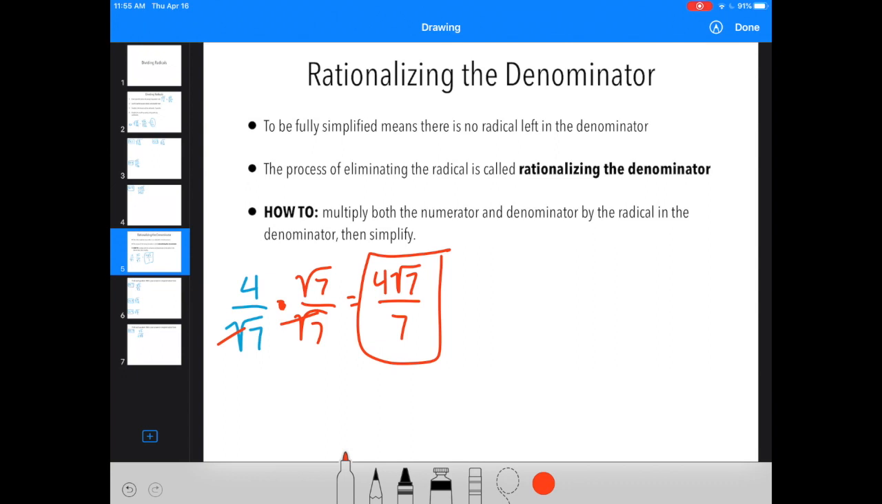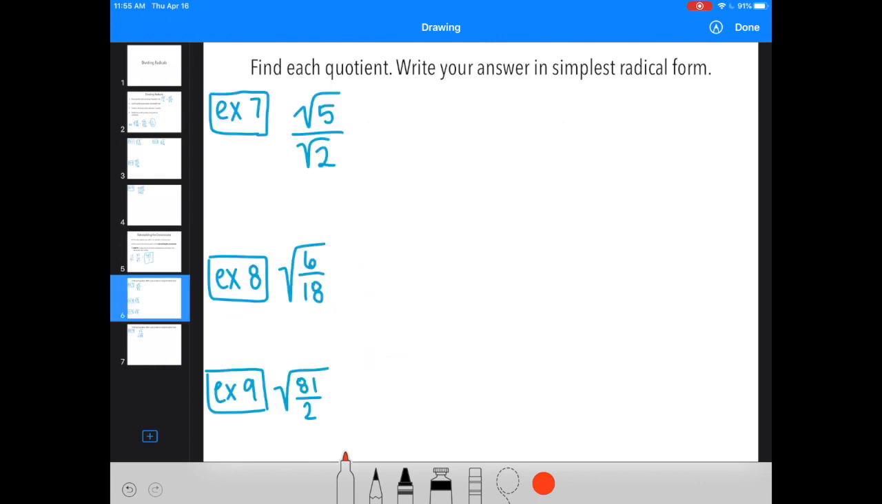So it's basically just rearranging your problem so you do not have a radical on the bottom. If you type both of those answers into your calculator, you would get the same decimal number. It's just rearranged. So you should never have your final answer be with a radical in your denominator. Okay, let's look at some more examples.